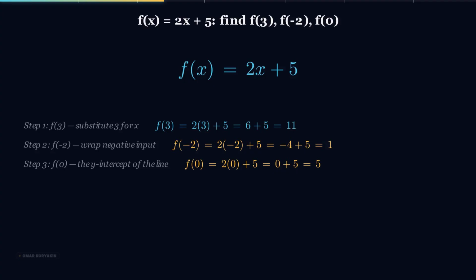Step 3. Evaluate f of 0. Substitute x equals 0. Replace x with the quantity 0 in parentheses. f of 0 equals 2 times the quantity 0 plus 5. Compute 2 times 0 equals 0, plus 5 equals 5. So f of 0 equals 5.